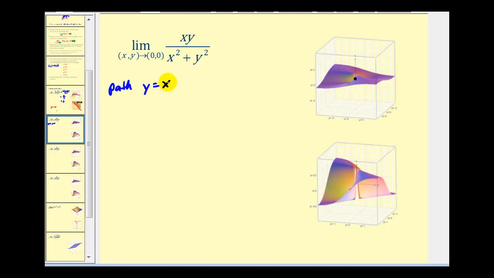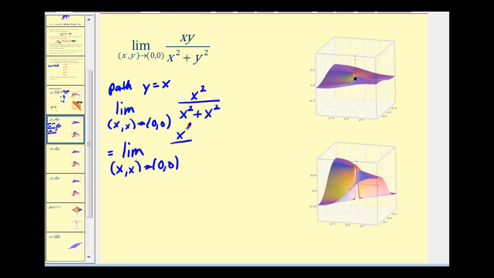Well, if y is equal to x, we can rewrite this limit as the limit as (x, x) approaches (0, 0). Again, since y is equal to x, we can replace y with x. So this would become x times x, or x squared, all over x squared plus, and then y squared would become x squared with the substitution. So this becomes x squared over 2x squared.